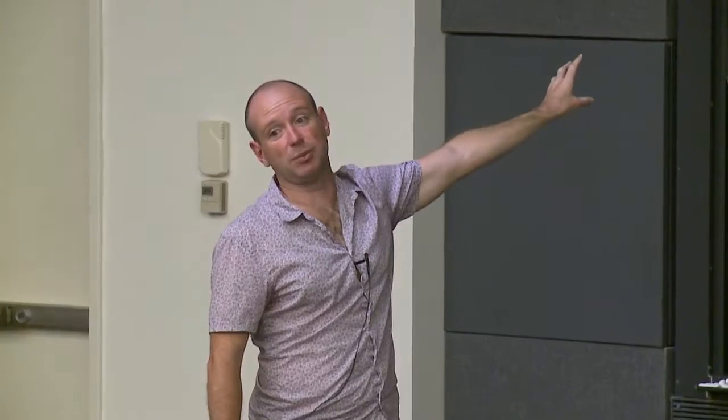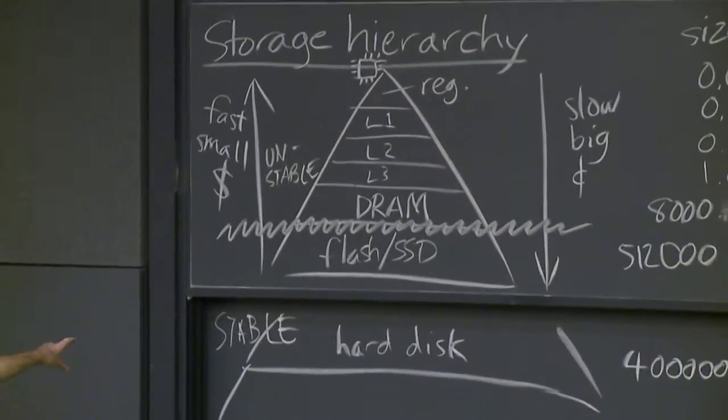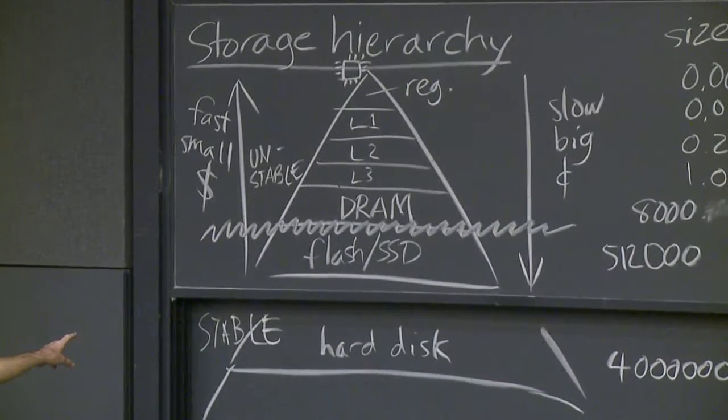But for this course, stable storage, the data stays after you pull the plug. Unstable storage, the data goes away after you pull the plug. So if there's a disaster, you lose your data, unless it has been written to stable storage. Okay?